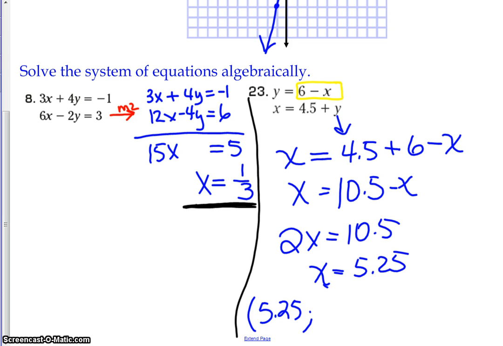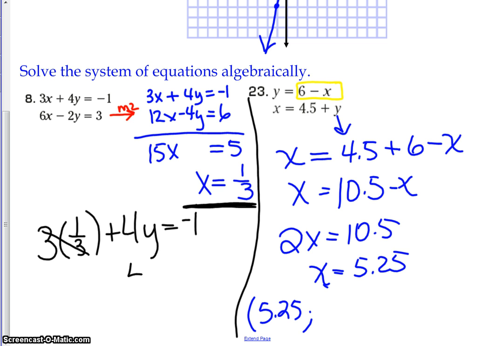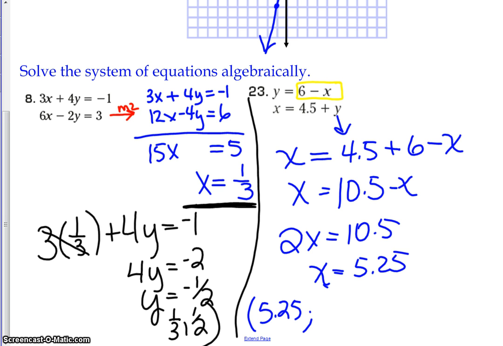I could have used either equation here. It really doesn't matter which. I'll just use the first. 3 times whatever we find for x plus 4y equals negative 1. This would be just 1. So if I subtract 1 from both sides, 4y equals negative 2, and y equals negative 1/2. So this answer is (1/3, -1/2). That's my ordered pair.